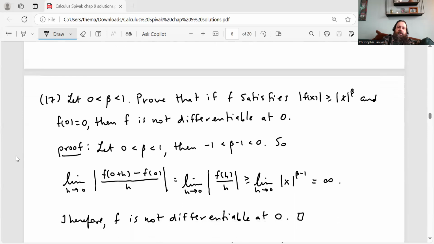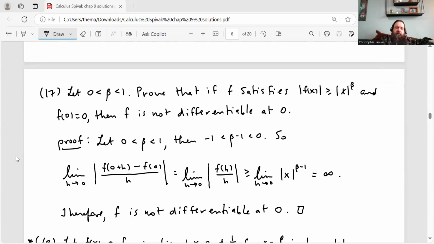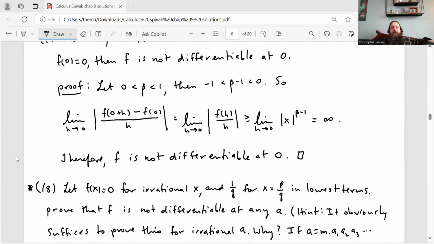All right, question 17. Let 0 be less than beta less than 1. Prove that if f satisfies the absolute value of f of x is greater than or equal to the absolute value of x to the beta, and f of 0 is 0, then f is not differentiable at 0. So here's the proof. Let 0 be less than beta less than 1, then negative 1 is less than beta minus 1 which is less than 0. In other words, beta minus 1 is negative.